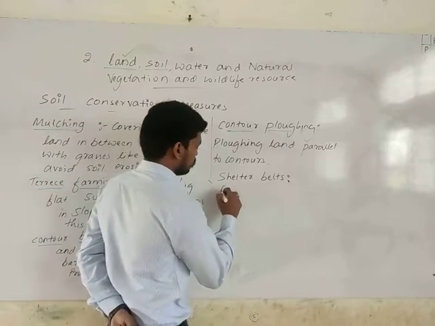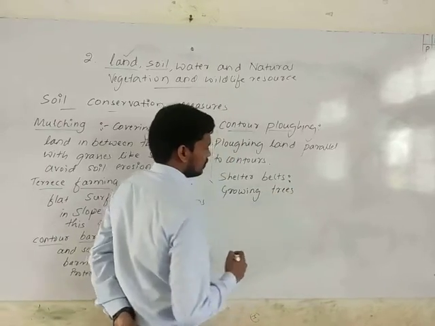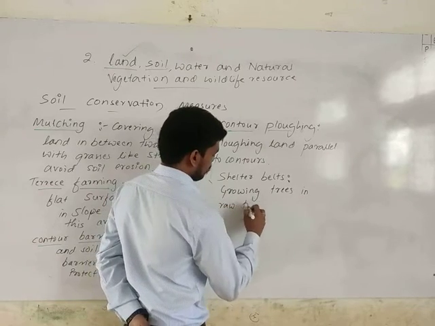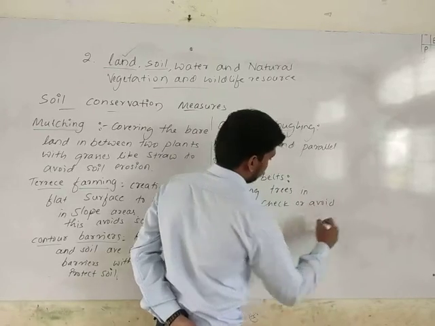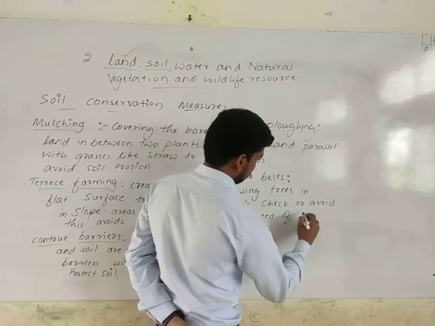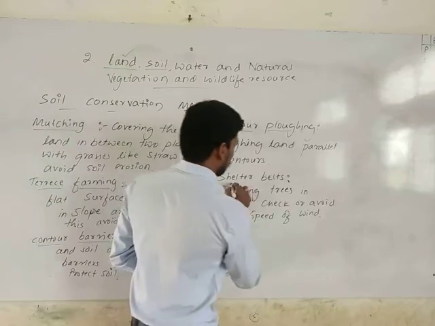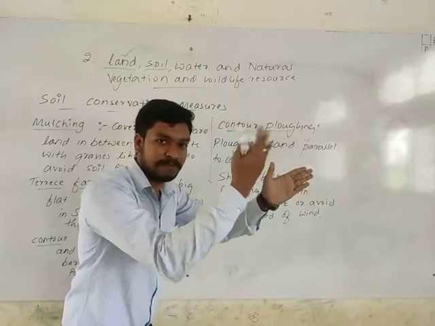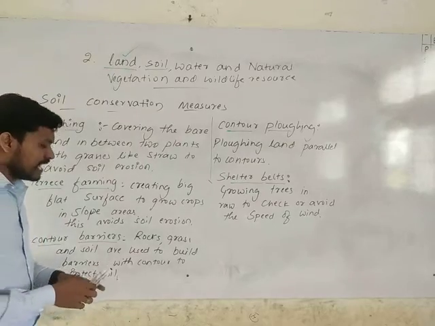Shelter beds: growing crops or growing trees in a row to check or avoid the speed of wind. So you know why trees are grown in one row, because to avoid the speed of wind, so that it will reduce the soil erosion. It's a shelter bed.